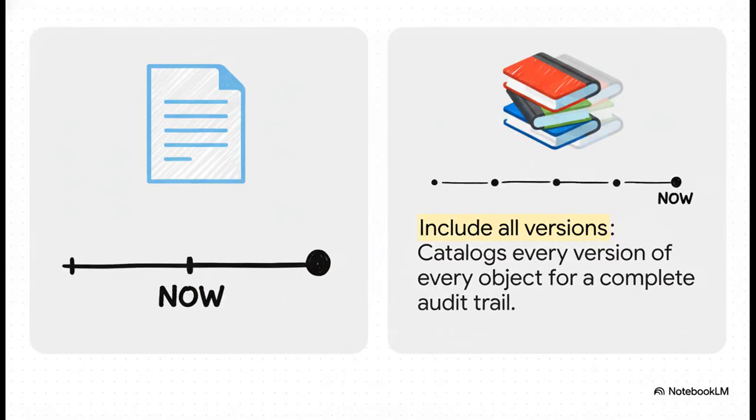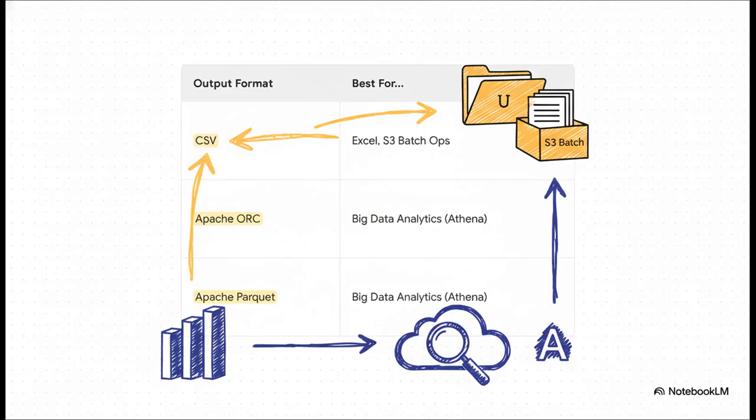Now, one of the first big choices you'll make is about object versions. If you just need a snapshot of what's live in your bucket right now, choosing current versions only is super efficient. But if you have versioning turned on and you need that complete audit trail for compliance or historical reasons, well, include all versions will give you a record of every single change. Okay, so this choice is all about picking the right tool for the job.